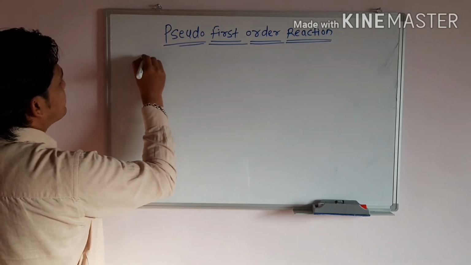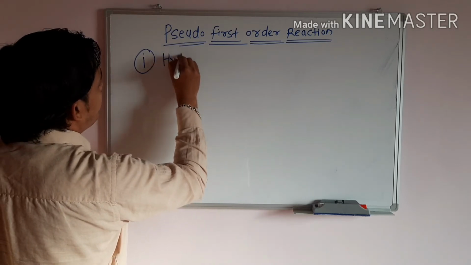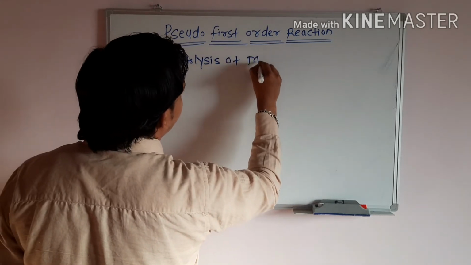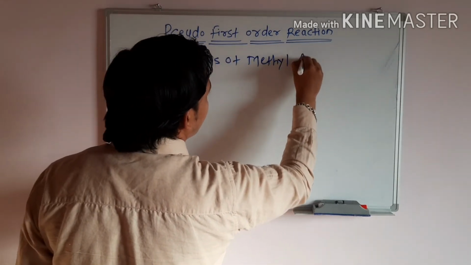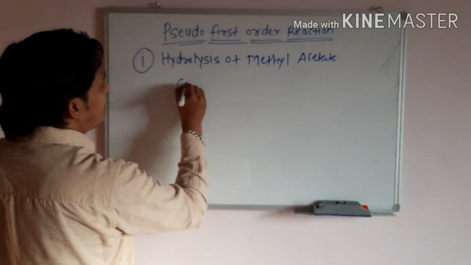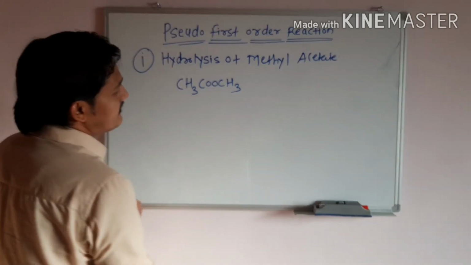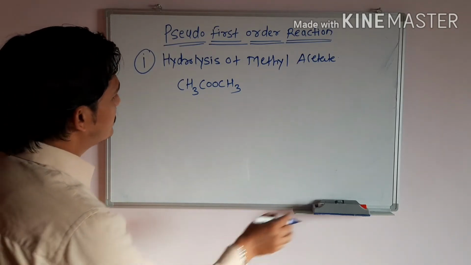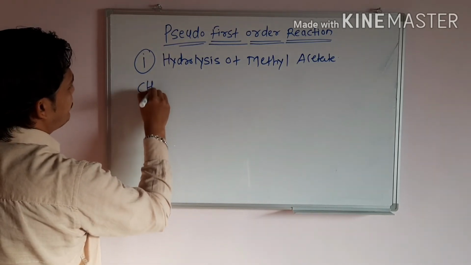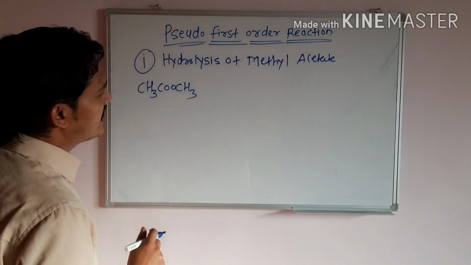So I am taking the first example here, hydrolysis of methyl acetate. What is the formula of methyl acetate? Methyl acetate consists of CH3COOCH3. I am writing here because space is not sufficient for me. CH3COOCH3. Hydrolysis of methyl acetate.